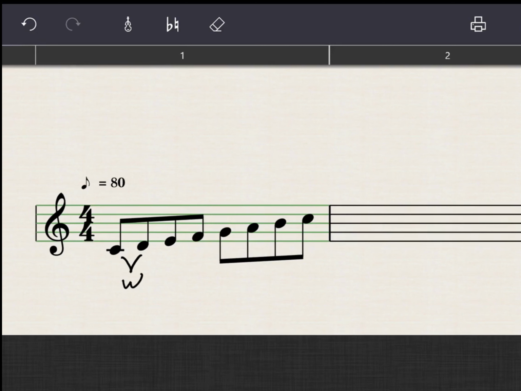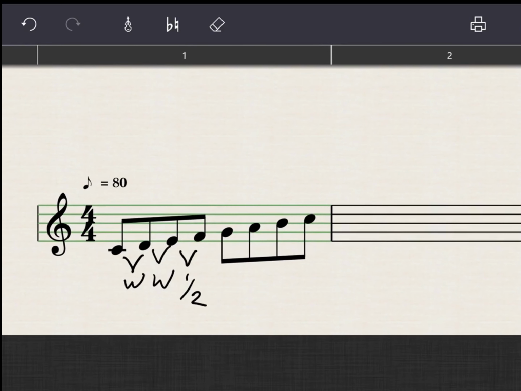So that would be a whole step. This to the next would be a whole step. E to F is a half step. Okay, and then we kind of continue with our formula until we get to the octave above the original note on which we started.